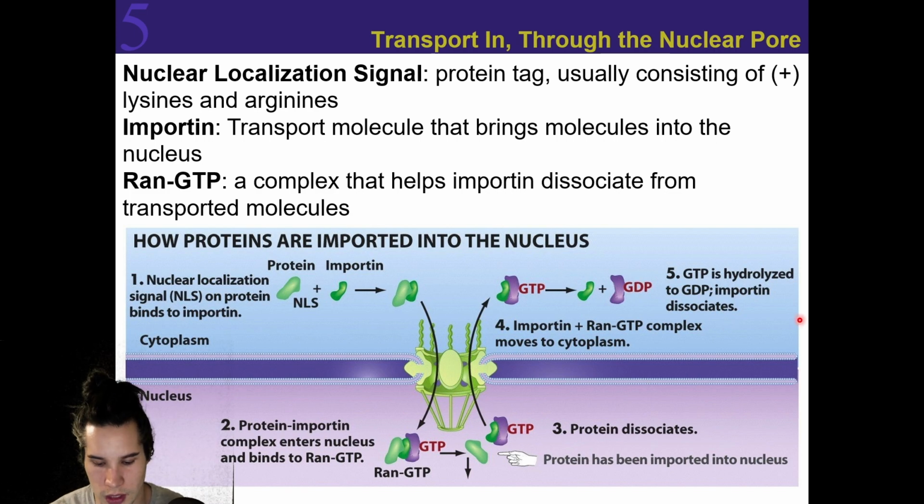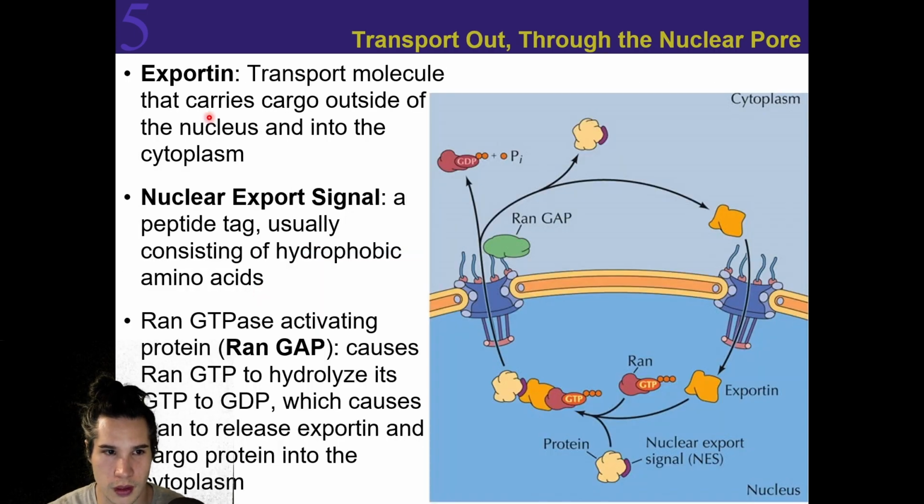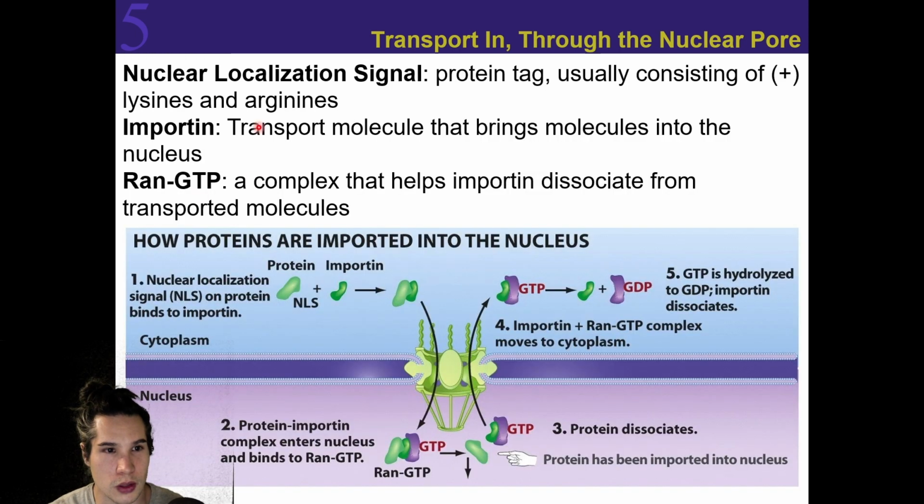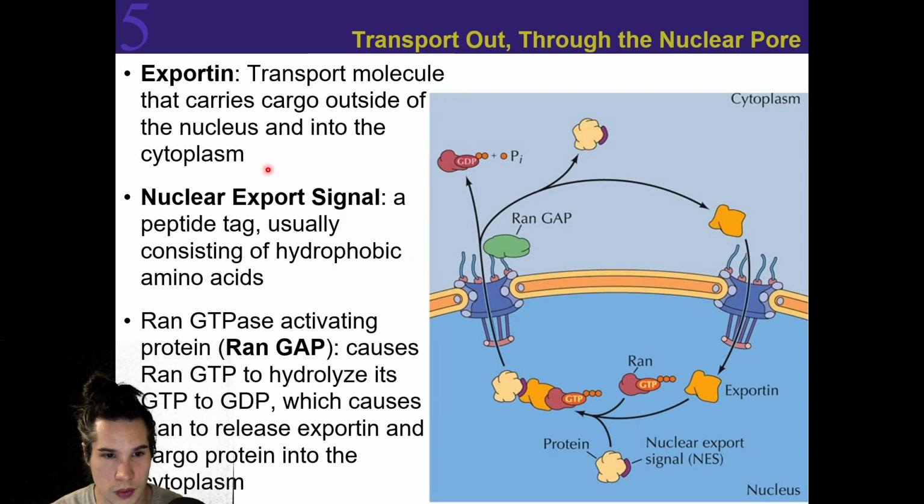Now let's talk about how we get stuff out of the nucleus. So some terminology before we go over the mechanism here. Exportin is going to be very important for exporting cargo. So it's going to be a transport molecule that carries cargo outside of the nucleus and into the cytoplasm. And much like your nuclear localization signal, what we have is a nuclear export signal. That's going to be embedded on whatever molecule we're going to want to bring out of the nucleus.